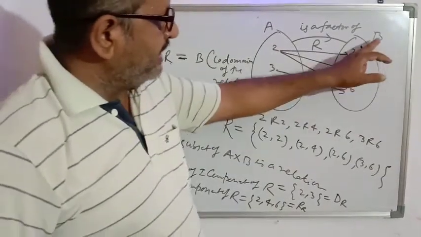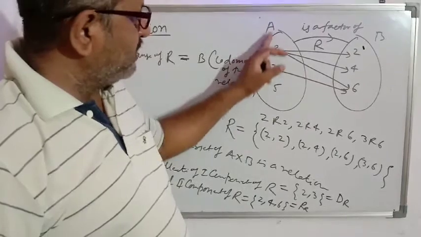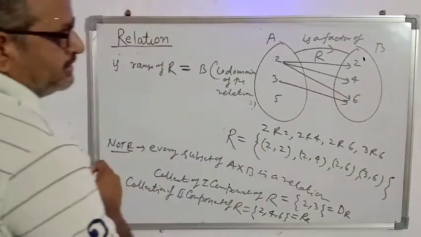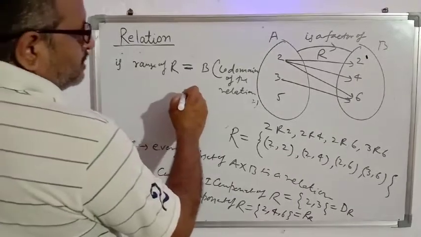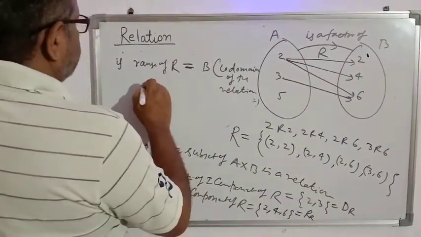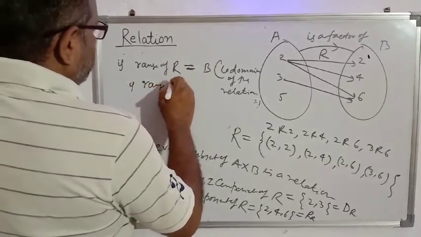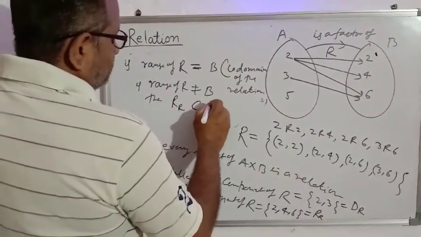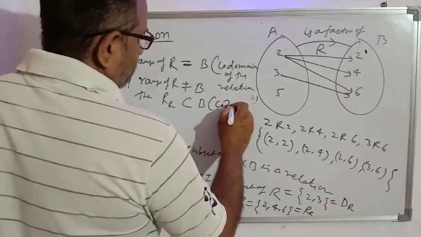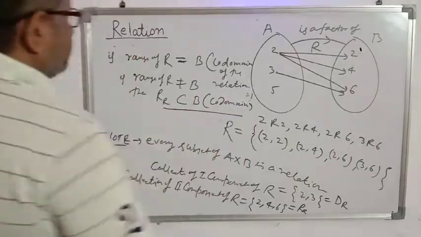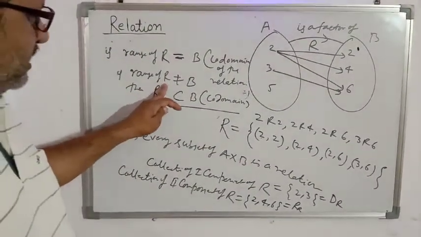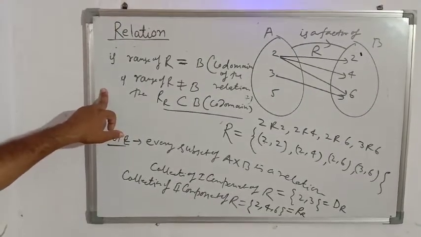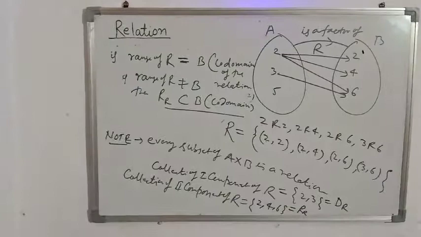So if range of R is equal to B, it means every element of the set B is related to at least one element of the set A. Otherwise, if range of R is not equal to codomain, then range of R will be a subset of B. So these are the domain, range and codomain. The second set is called codomain of the relation.